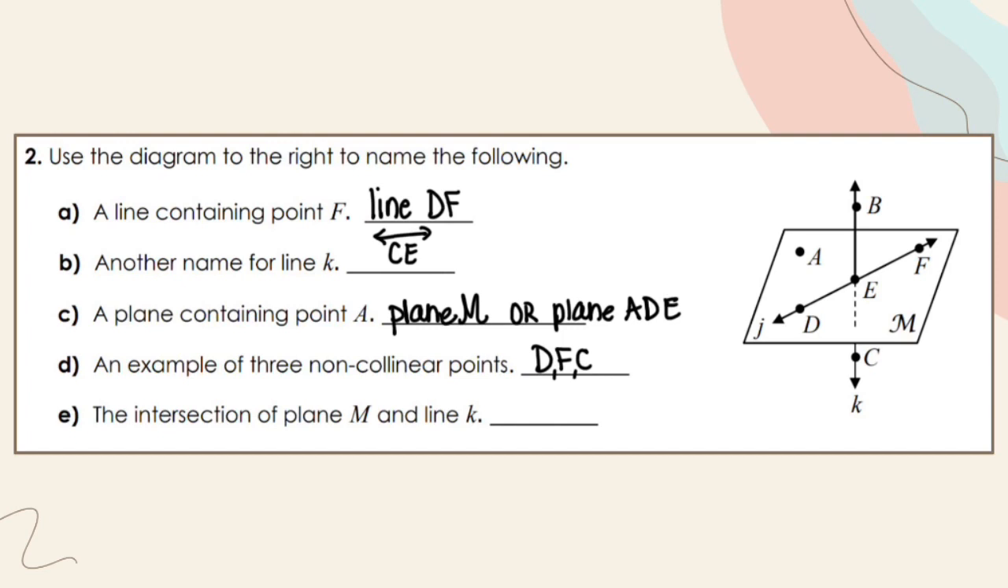The intersection of plane M and line K. So plane M is this whole flat surface right here. Line K goes up through the middle almost of M, and it intersects at point E. So we can just put E here.